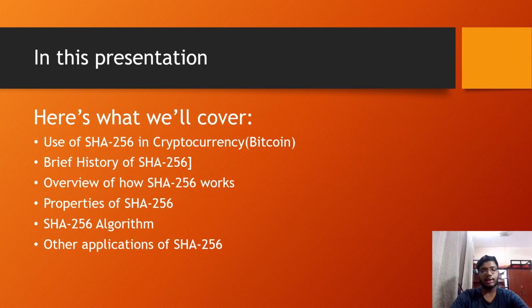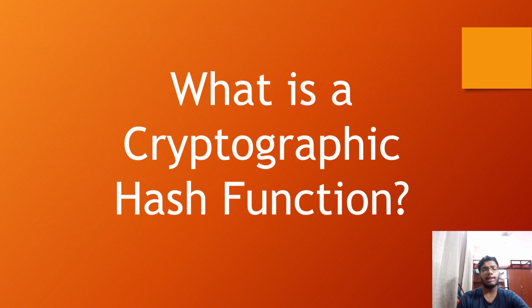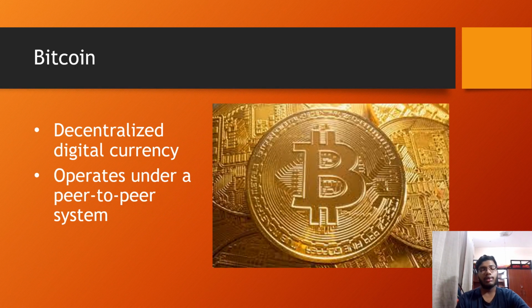In this presentation, I will cover the following topics: the use of SHA-256 in cryptocurrency, its brief history, an overview of how it works, its properties, the algorithm, and then finally its other applications. So what exactly is a cryptographic hash function? To provide a background for it, I will first talk about Bitcoin, which is recently gaining more popularity.